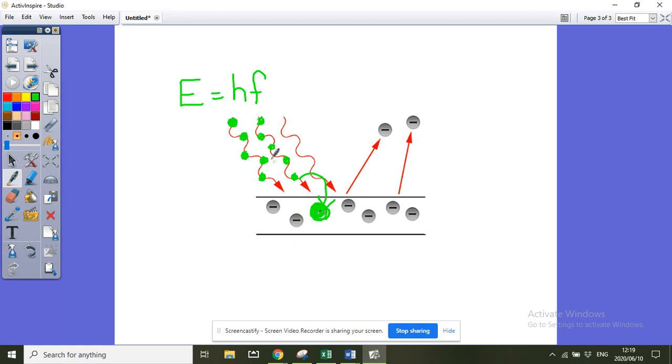It doesn't matter how many of these green photons I send, if each of them does not have enough energy, they will never be able to send an electron out. Like I say, we'll do the calculations later. Now, if they do, now that's the thing.